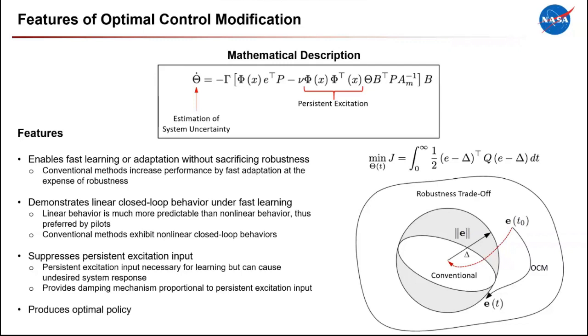A lot of the conventional methods exhibit closed loop nonlinear behavior. So the closed loop system is nonlinear, and any nonlinear behavior is highly unpredictable. We don't know what to expect.